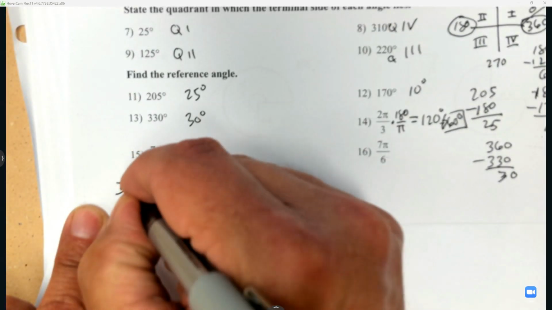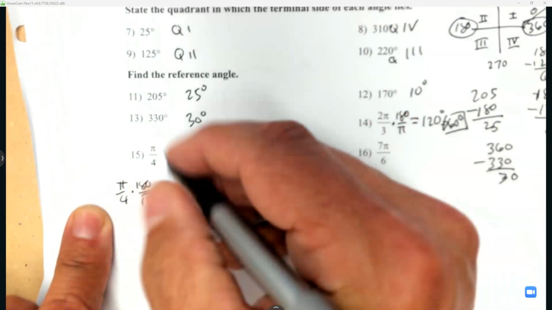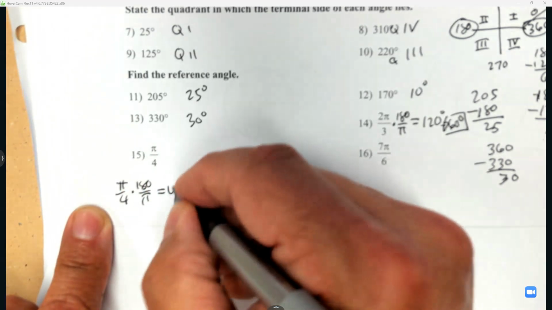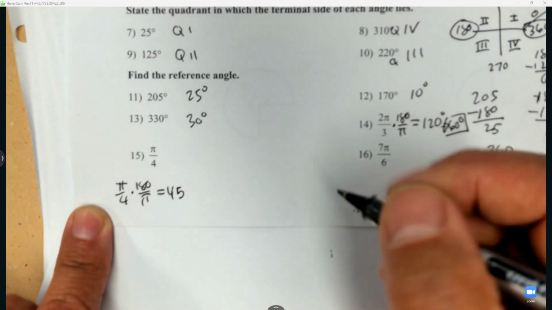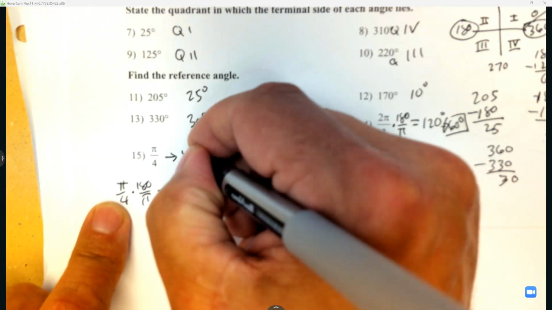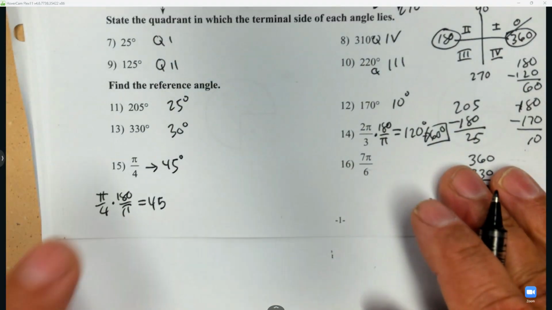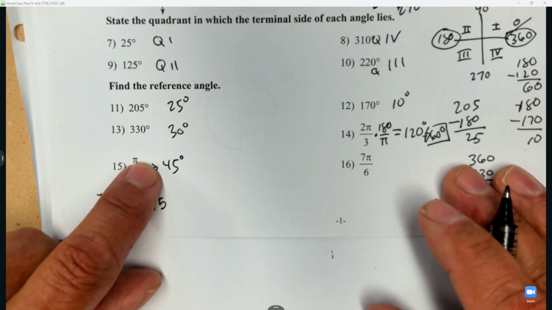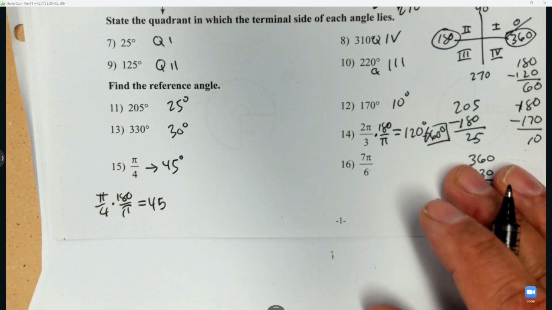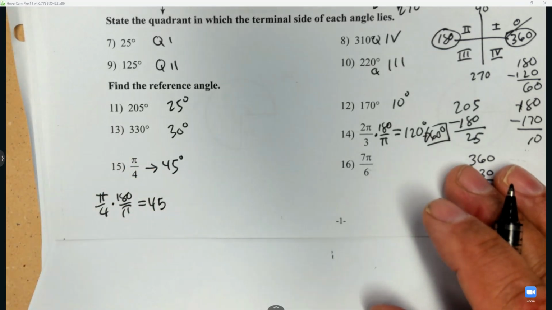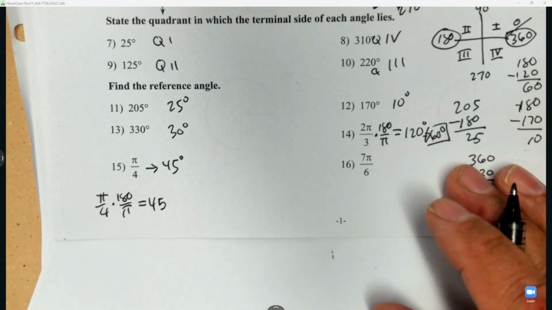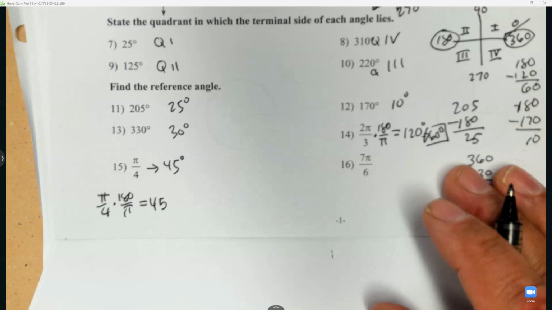I'm going to do the same thing here underneath. So I'm going to go pi over 4 times 180 over pi to change it to degrees. So if I do the math, the pi's cross out. 180 divided by 4 is 45. Now the good news about 45 is that if it's in quadrant number 1, the angle I have is the angle for the reference angle. So 45 degrees. If the angle's already acute, if it's already between 0 and 90, that number is your reference angle. It's only when the angle is past 90 do we need to subtract 180 or 360.